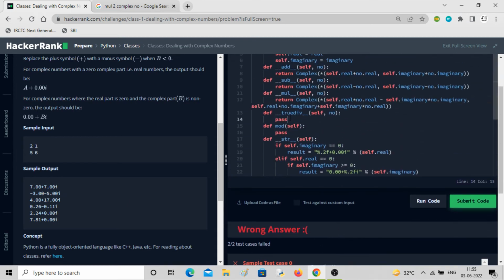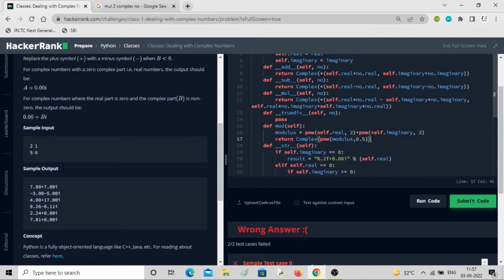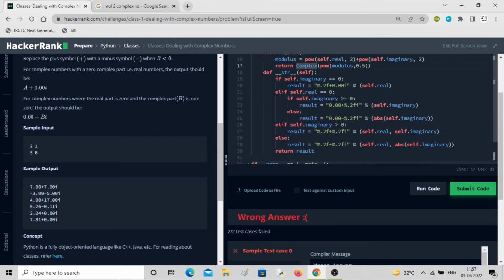Now let's do the divide, but first let me do the mod thing. So the mod thing will take less time, no? So let me paste it, let me write it. Okay, so I think I've done it. So here you can see I have calculated the modulus first. Whatever the self real will be, square of it plus self imaginary square of it, and then I have taken the square root here. And I am writing complex, although it is a scalar number, but still I am passing it to complex so that it will be represented in this fashion.